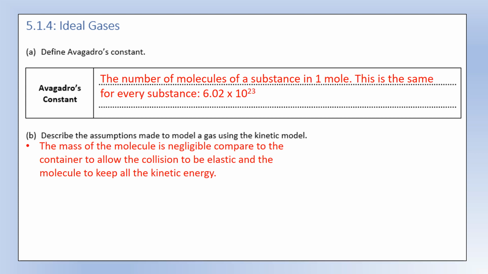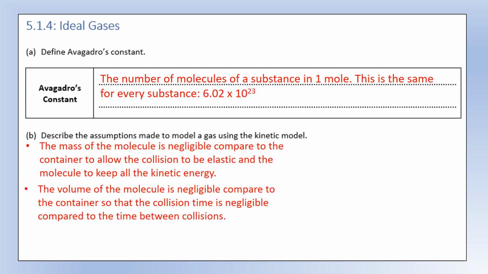So the first assumption we make is the mass of a molecule is negligible compared to the mass of the container, which makes complete sense if you think about the scale of the atoms. But we need that in order to have elastic collisions, and in those elastic collisions, the molecule keeps all the kinetic energy. We also need the volume of the molecule to be negligible compared to the volume of the container, because that's going to make the collision time, or the time it takes to collide with the wall, negligible compared to the time it takes the particle to bounce off the other wall and come back.